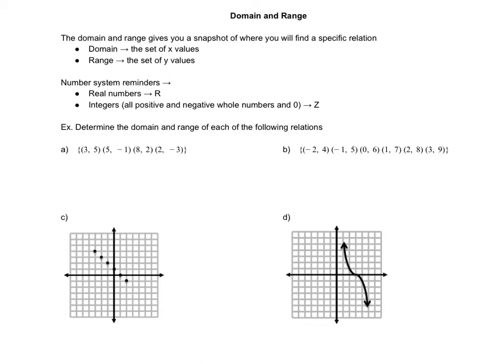Domain and range is a tool that gives you a snapshot of where you will find a specific relation. So the domain tells you where or what your x values can be, and the range tells you what your y values can be. So for example, I might say your range, the y values have to be above 5. So if you look anywhere below 5, you will not find anything there except empty space.